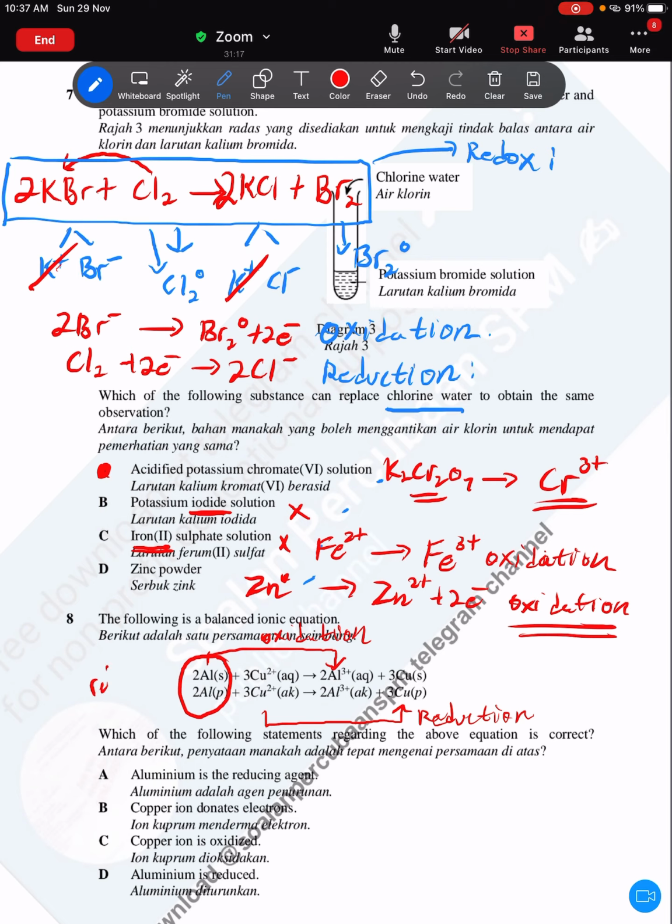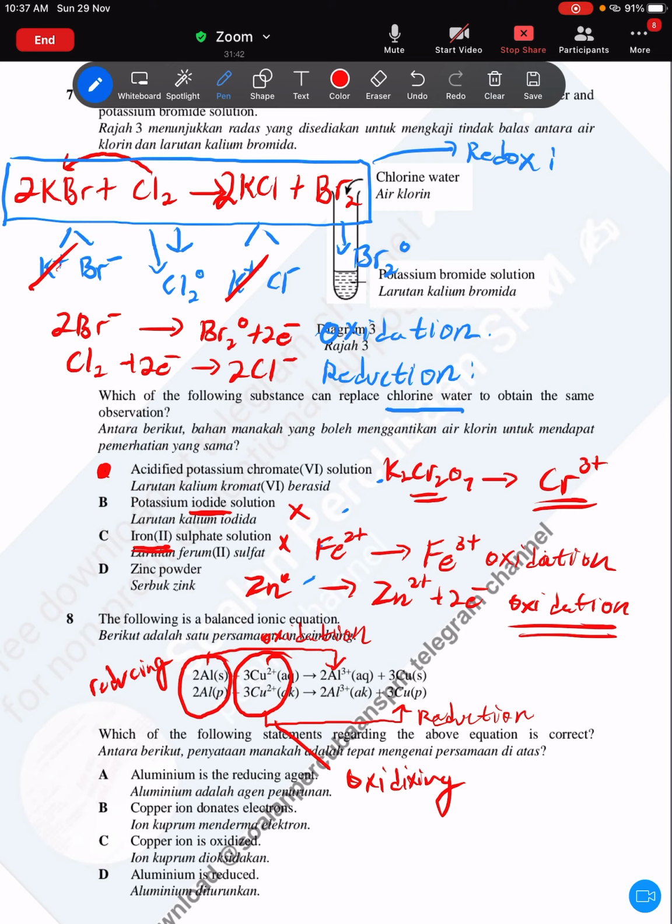Very good. It is the reducing agent. Reducing agent. And also copper will automatically become the oxidizing agent. Oxidizing agent. Okay, now look at the question.